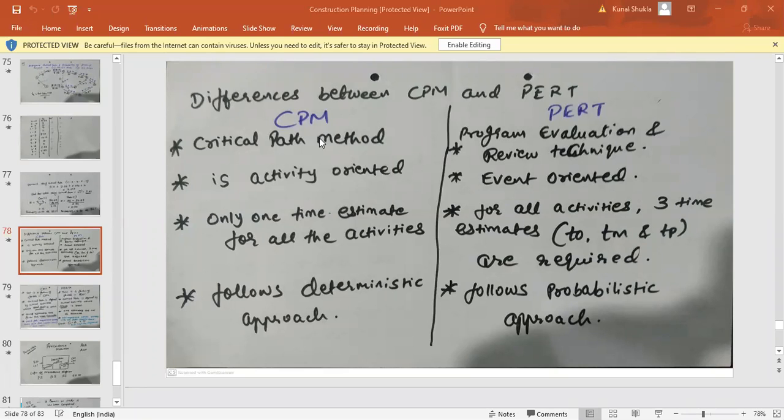That is not considered as a difference. Okay, you will not get the marks for this first one. Okay, the remaining you should write.